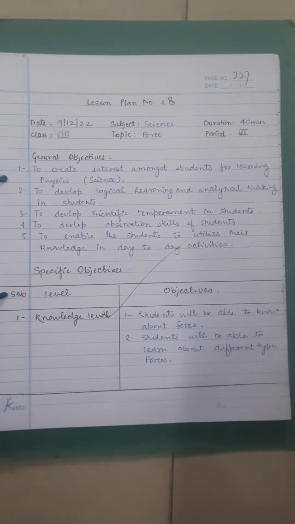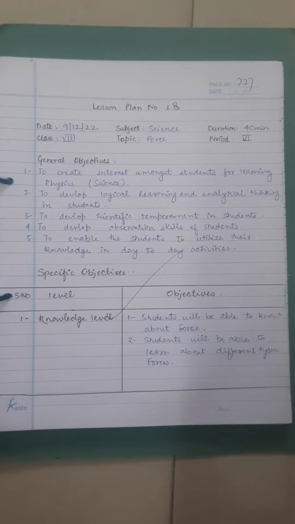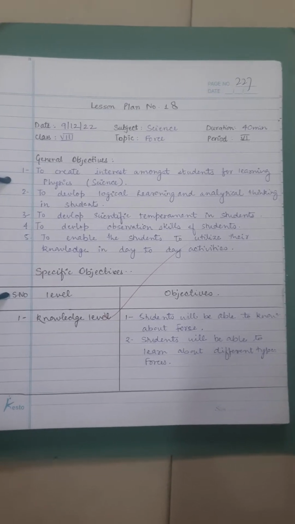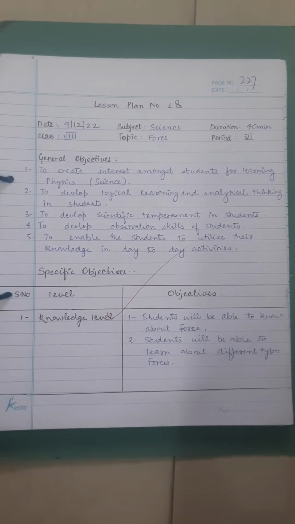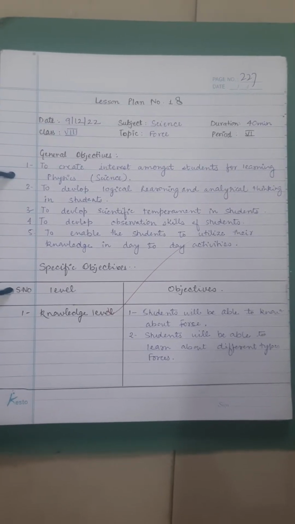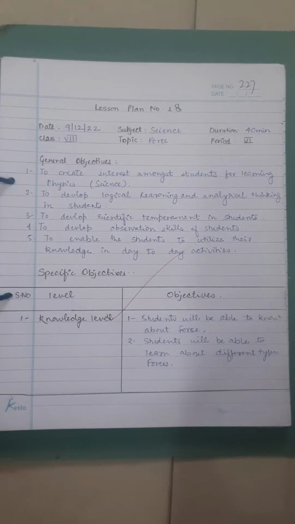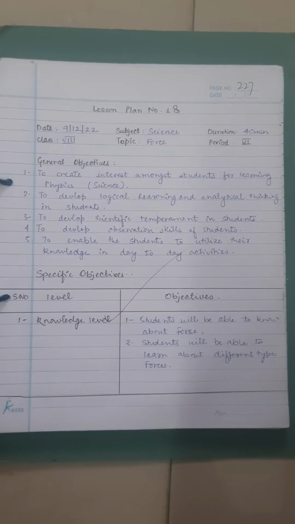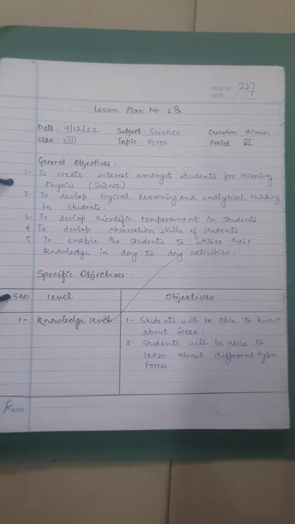Hello teachers, today we are going to make a lesson plan on the topic force. First write date, class, subject, topic, duration and period. After that you have to write the general objective. These are the 5 points you have to write in the general objective. Basically you have to cover logical reasoning, analytical thinking and skills, activities, and observation skills of students.